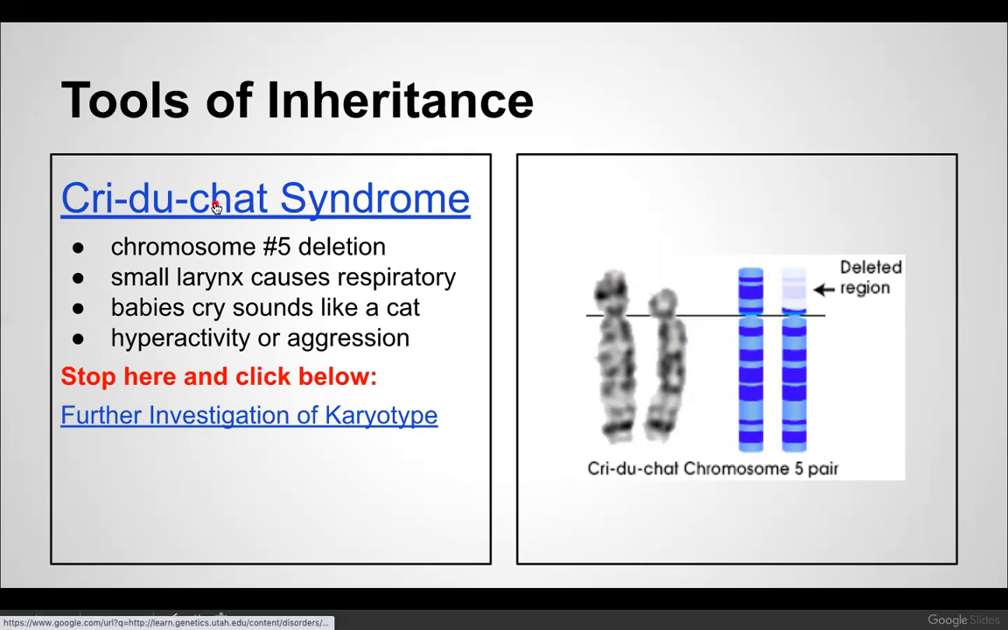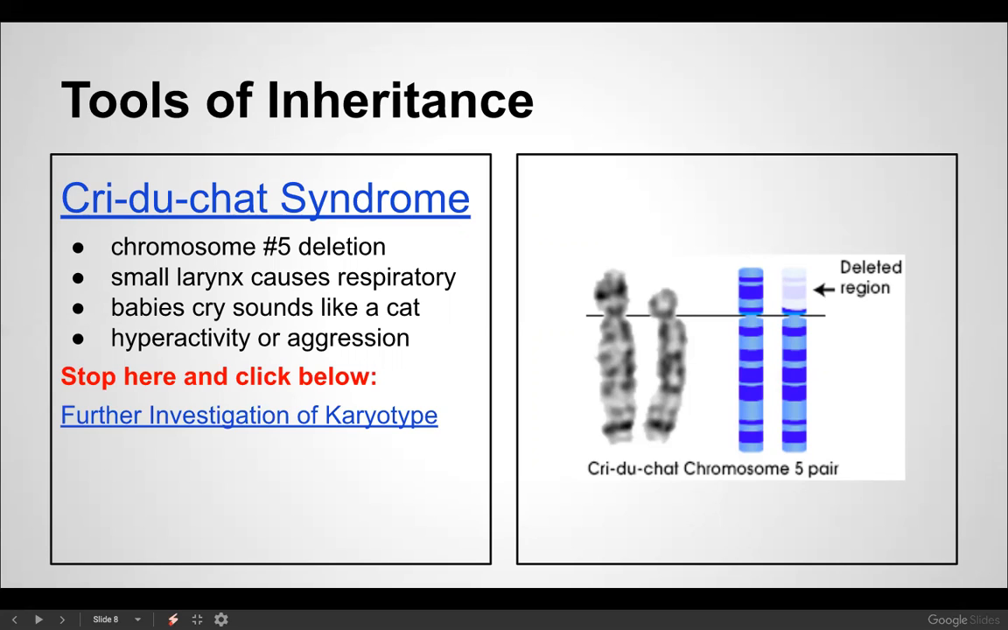All right, so what is Cri-du-Chat syndrome? It is translated into cries like a cat. All right, chromosome number 5 deletion, small larynx causes respiratory issues, babies cry, sounds like a cat, hyperactivity or aggression. Right, you can take a look at some more things if you click on the links, but that's another type of usage of the karyotype, whether the genes are intact or not.